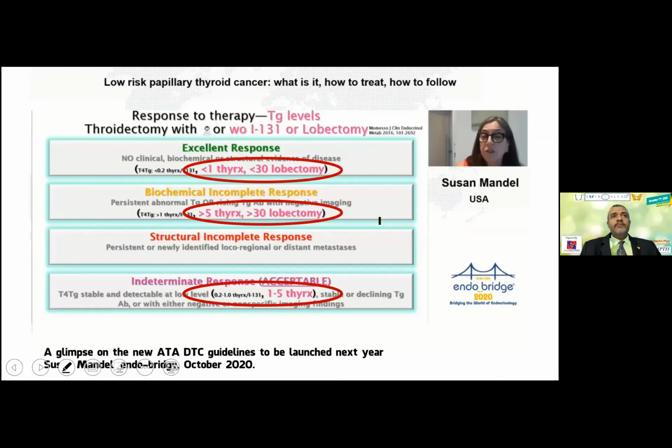And the second, she displayed that she mentioned the response to thyroidectomy, with or without radioactive iodine, which was not mentioned in the 2016 guidelines. So what is the target for thyroglobulin if I had thyroidectomy without radioactive iodine ablation? And what is the target of thyroglobulin if I had only lobectomy without radioactive iodine ablation? So you can see here that they have cutoff limits to determine excellent response and biochemical incomplete response for these two categories that were not mentioned in the 2016 guidelines.